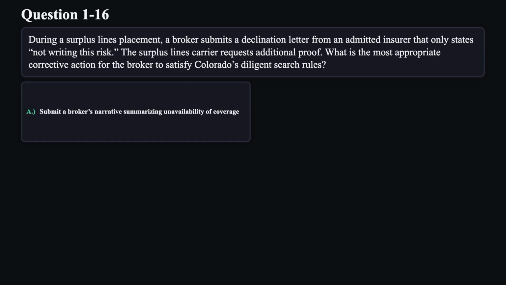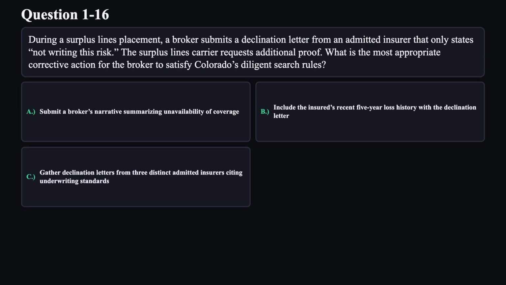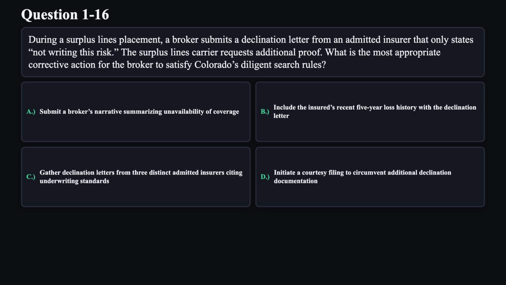A. Submit a broker's narrative summarizing unavailability of coverage. B. Include the insured's recent 5-year loss history with the declination letter. C. Gather declination letters from 3 distinct admitted insurers citing underwriting standards. D. Initiate a courtesy filing to circumvent additional declination documentation.